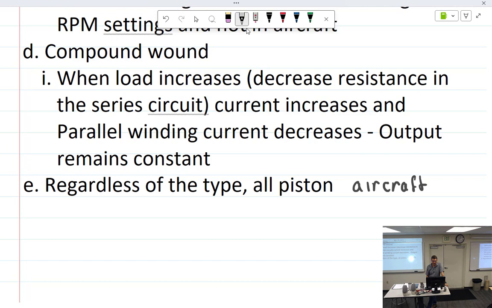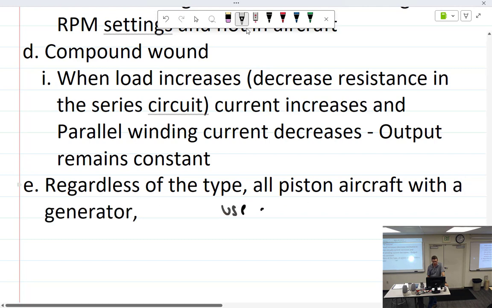Aircraft with a generator. Use a regulator.